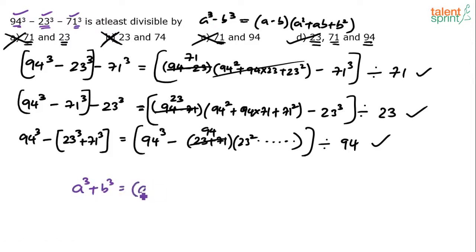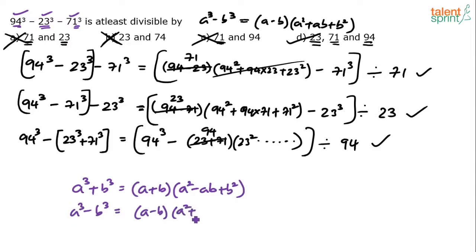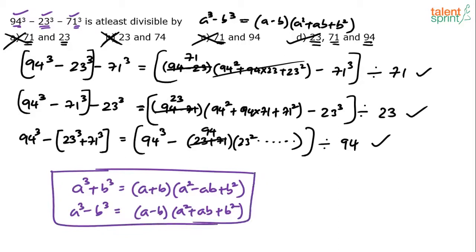A cube plus b cube is equal to a plus b into a squared minus ab plus b squared. And a cube minus b cube equals a minus b into a squared plus ab plus b squared. And you definitely must know these formulae, otherwise you can't solve such questions in a smart way.